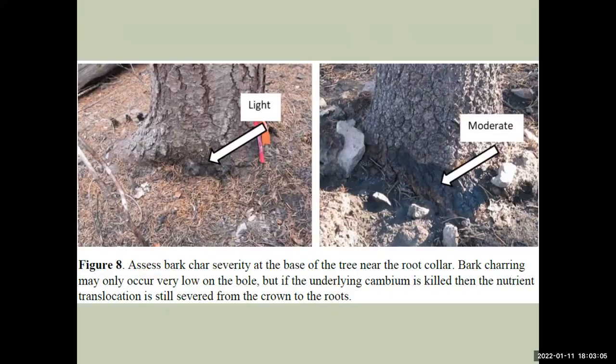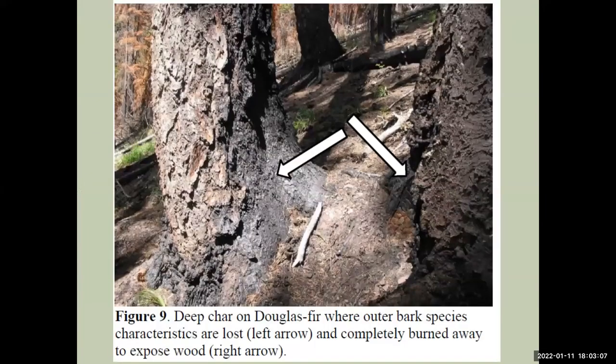When you get into deep char, that's where the bark has actually been burned off to some degree, maybe partially or entirely. And for the most part, if you find deep char on a tree, you can assume dead cambium underneath. Unburned, obviously you can assume live cambium. Light charring, you can assume unburned for almost all tree species, except for the very thin bark species like lodgepole pine and maybe whitebark pine. And then moderate is pretty much a coin flip for most tree species.